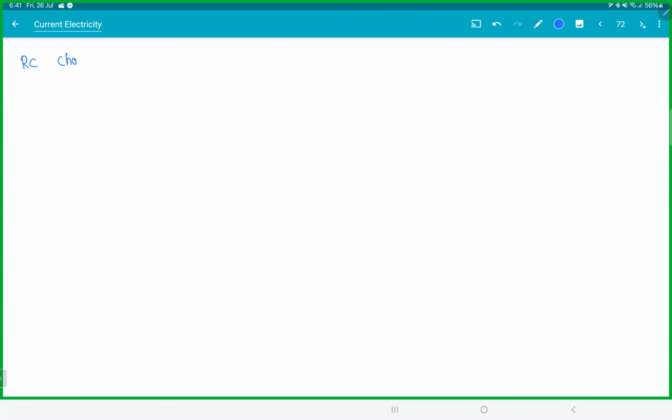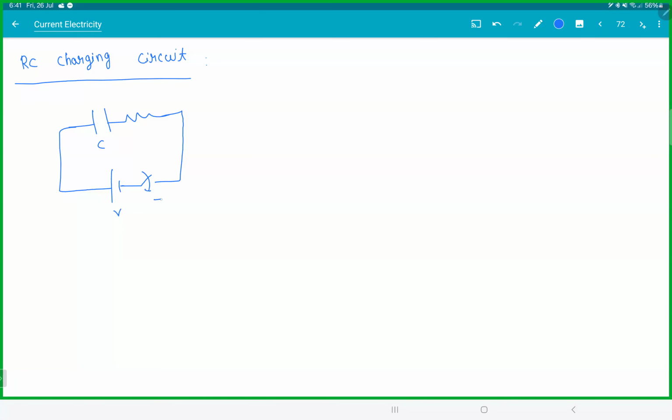RC charging circuit. This is important. Whatever techniques you learn here, we're going to repeat them again later on, something called LR circuits, inductance and stuff. So let's see how this works. So let's say we have a capacitor, we have a resistor, we have a battery with a switch. At T0, you closed it. Then after some time, intermediate stage. So suddenly charge won't come. It will take time.